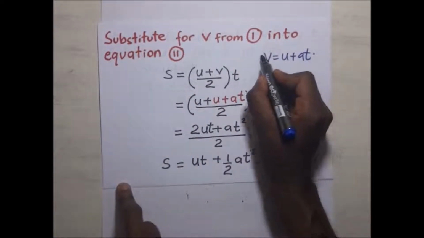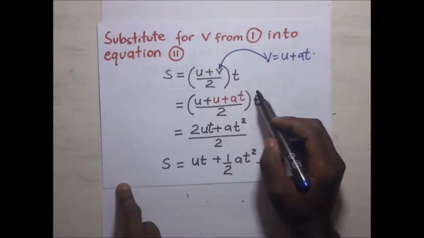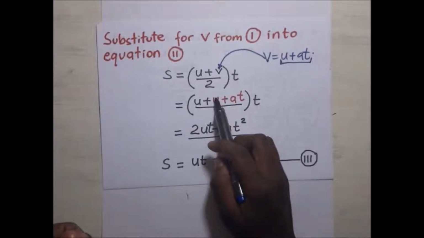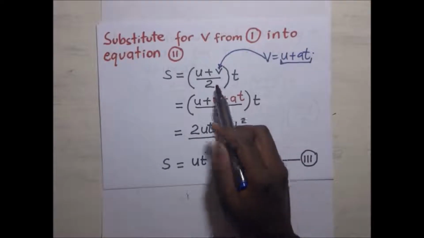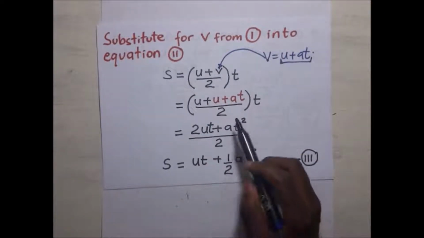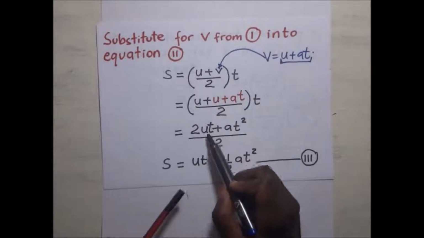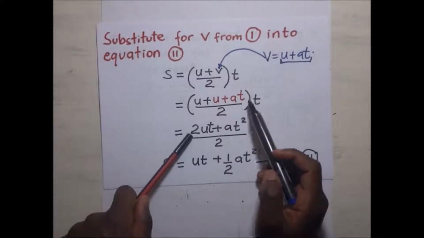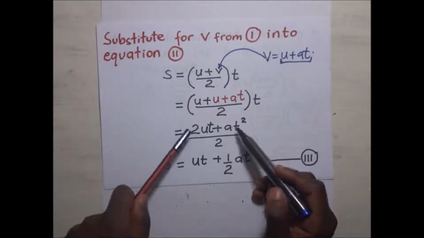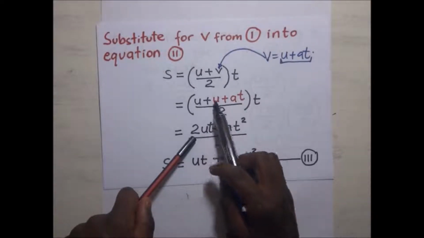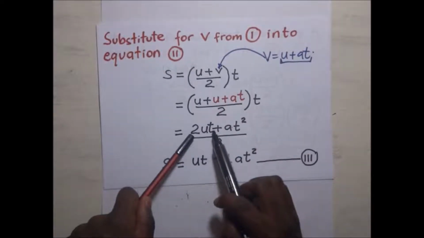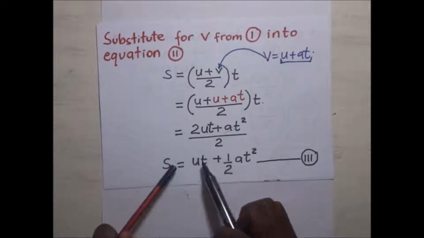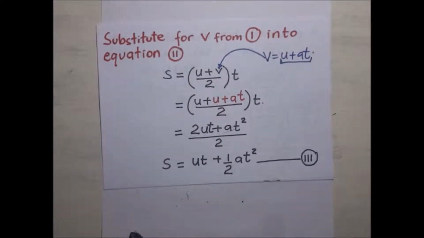So we are going to get this value of v and substitute it right there. When we substitute it right there, u plus at is what we put here. So it's going to be u plus v, which is equal to u plus at, divided by 2 times time. And so from there, we shall end up with u plus u is 2u, and then plus at. And of course, when you multiply this times time, it becomes 2ut, and then at times time becomes at squared. All this divided by 2. And that's how we end up with our third equation of motion.